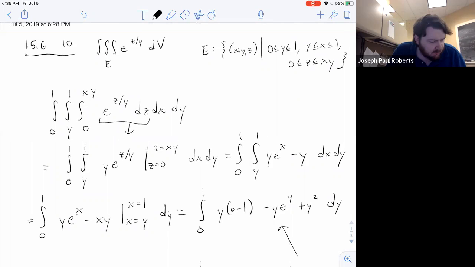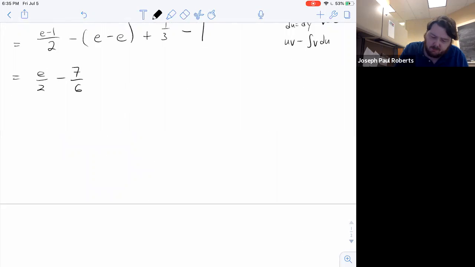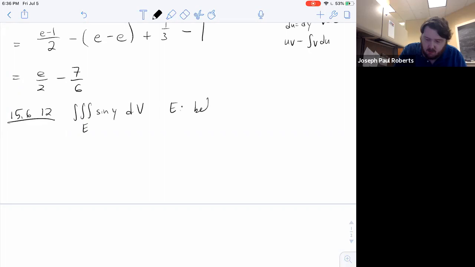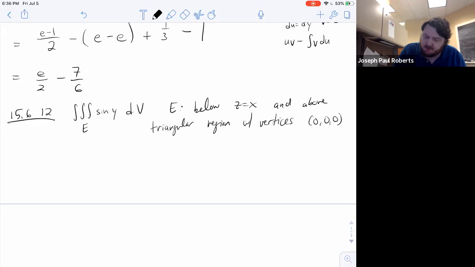What's the next one I wanted to take a look at? Number 12. So 15.6, number 12. We're supposed to do the triple integral of sine y dV, where E is below z equals x and above the triangular region with vertices 0, 0, 0, pi, 0, 0, and 0, pi, 0.